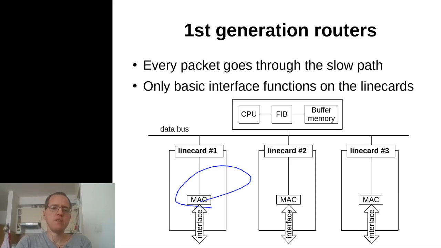So basically, the line cards themselves could only process Ethernet headers, but nothing else. So wherever we had an IP packet, the first generation routers just sent these packets to the CPU. The IP protocol engine was implemented in the CPU, and the CPU was the one that assigned the outgoing interface for these IP packets. So in a first generation router, every packet goes through the slow path.